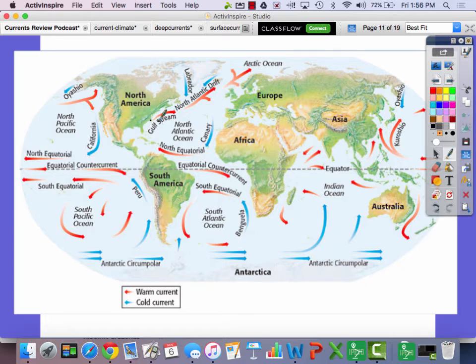So let's pick North Carolina here. Let's remember that spot on the map. Now we're going to go same latitude. We're going to go to the west side.